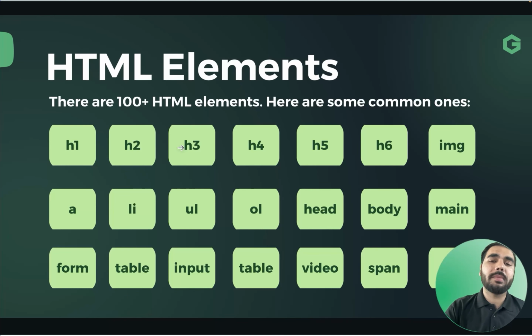Form is to build a form inside your HTML page. We can build a table. Input is just to add some input from the user. Table again, video, span. B is for bold. So we have a lot more, 100 plus HTML elements, and we can use them throughout this course.